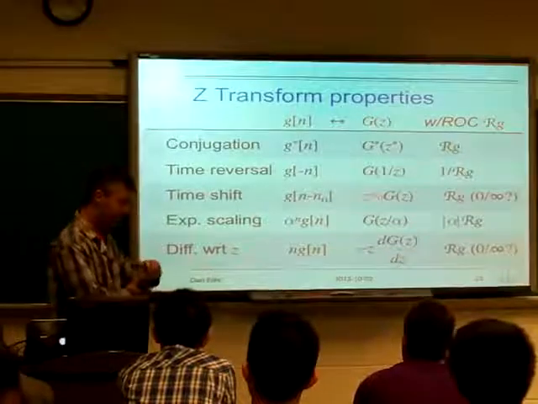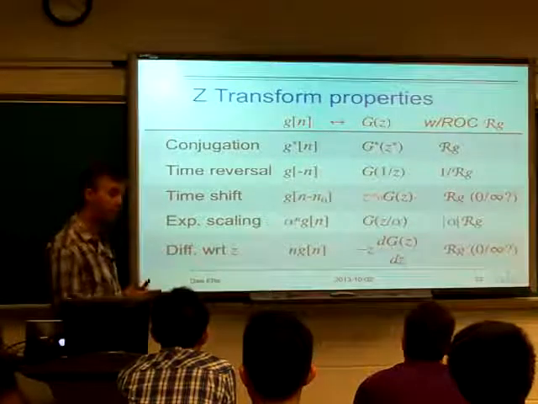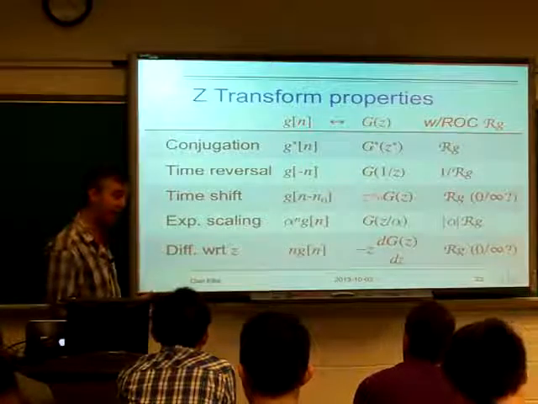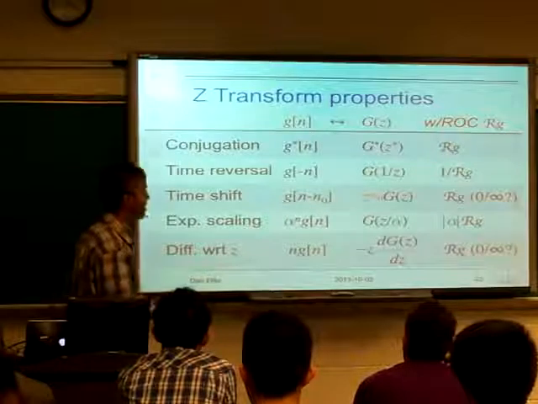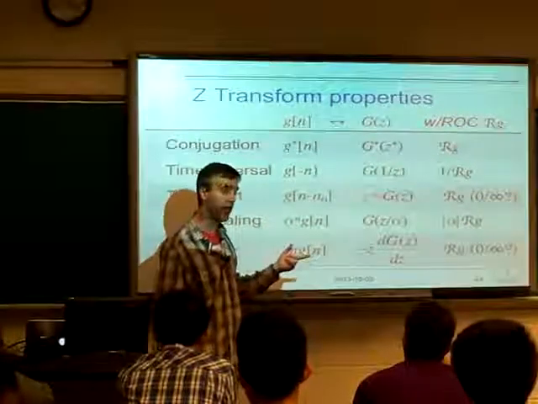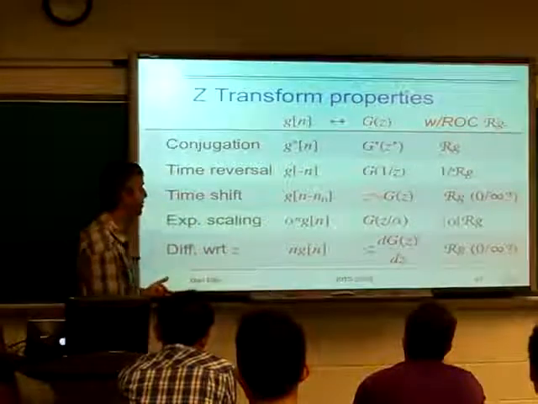Some general properties here of the z-transform. These mirror the things that we had for the DTFT, and in fact, they have to be consistent with the DTFT. In each of these cases, if we substitute z equal e to the j omega, it should give us the corresponding expression for the DTFT.